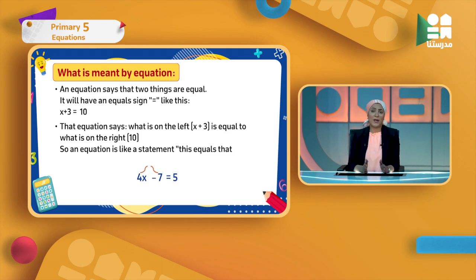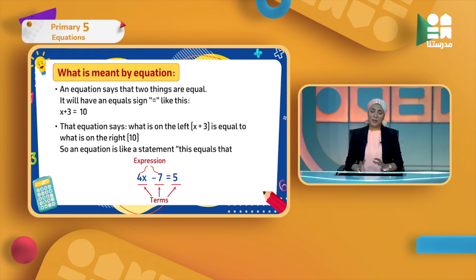For example, this equation 4x minus 7 equals 5. 4x minus 7 من غير ال equal sign and the result at the end ده اسمه expression وده أخدناه في حصة من قبل. So 4x minus 7 لوحدها it is called an expression. And 4x, 7 and 5 numbers and values اللي عندي دول اسمهم terms of an equation. Terms of an equation. Okay?